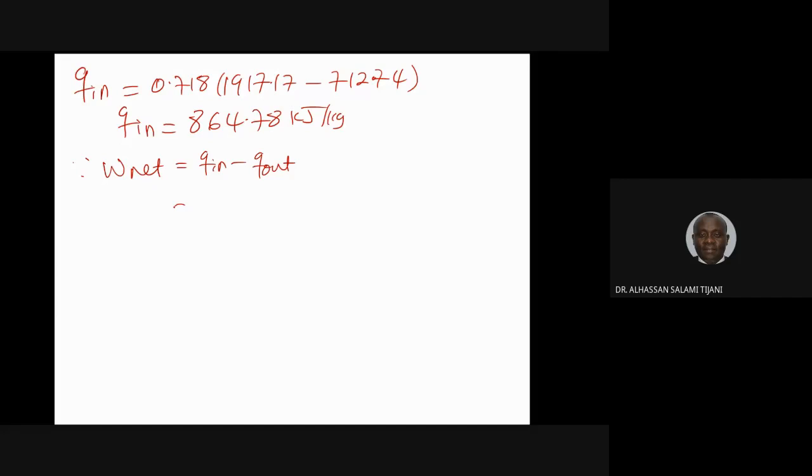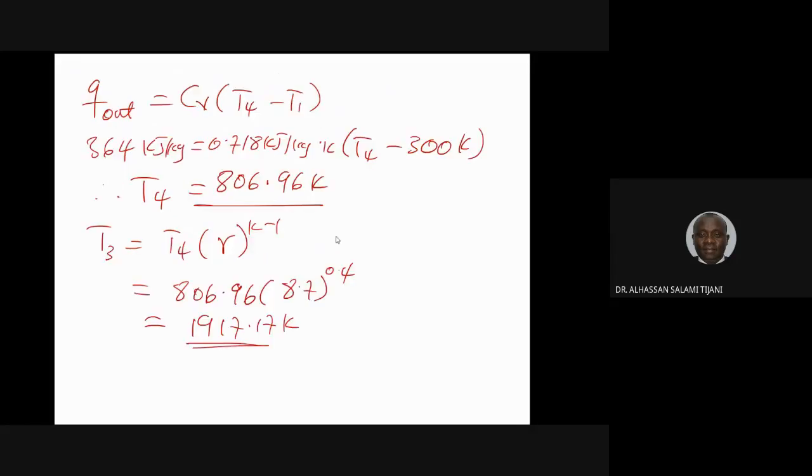So that gives me 864.78 minus Q out, that is 364. Eventually you will have 500.78 kilojoules per kilogram. Okay, so now let's see the next question.